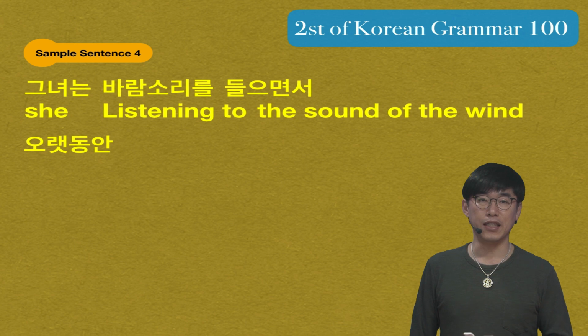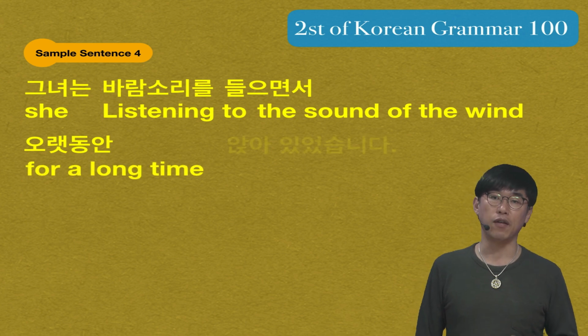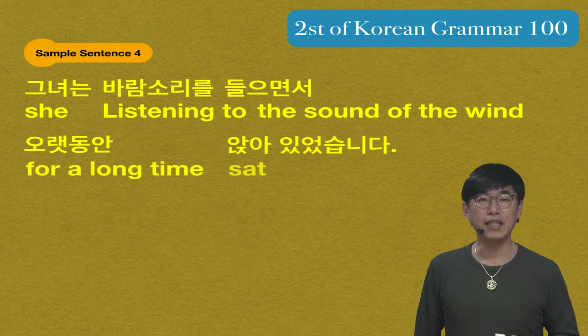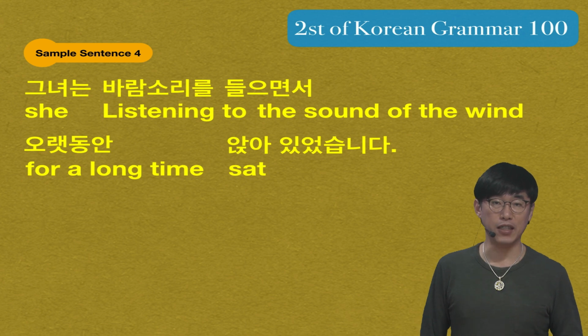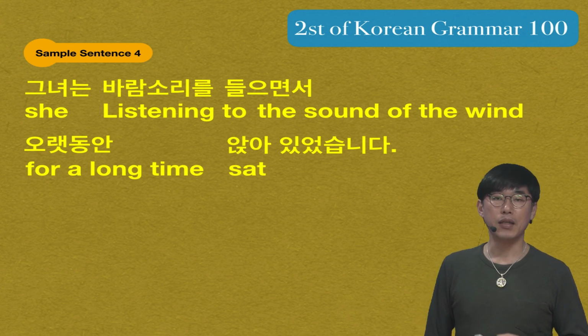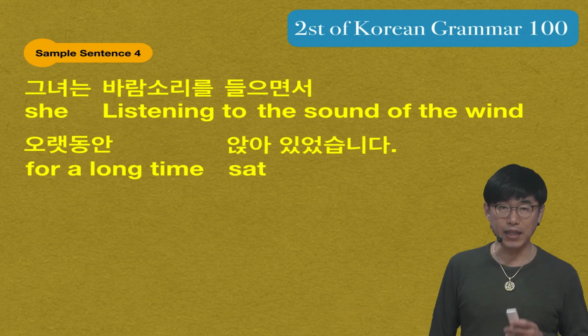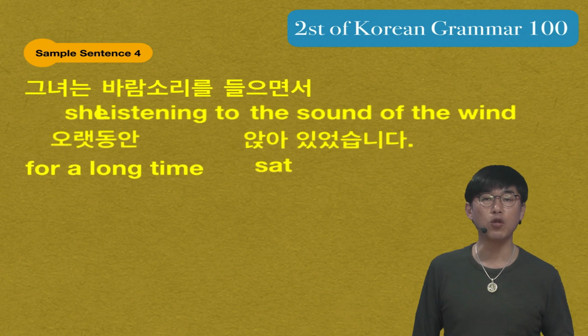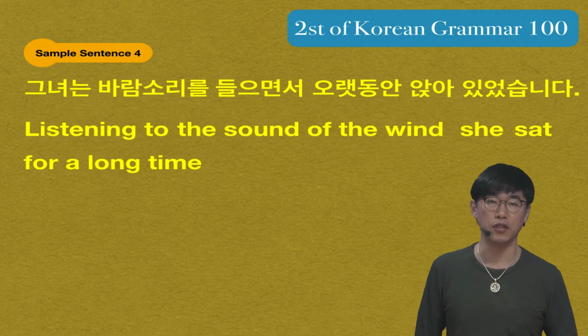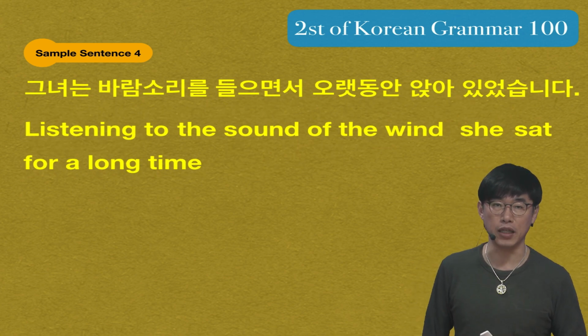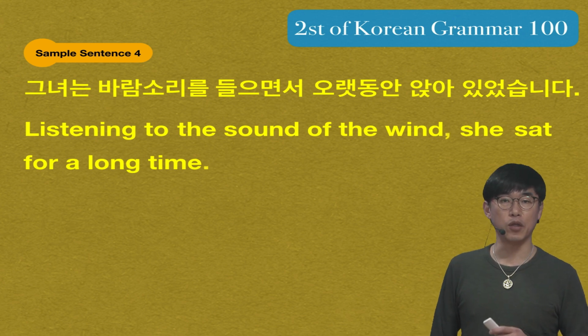And 오랫동안 is a kind of adverb, which means for a long time. And 앉아 있습니다 is the verb of this sentence, meaning to sit. But 앉다 is present tense, and 앉았다 or 앉아 있었다 is the past tense form. So 그녀는 바람 소리를 들으면서 오랫동안 앉아 있었습니다. Listening to the sound of the wind, she sat for a long time.